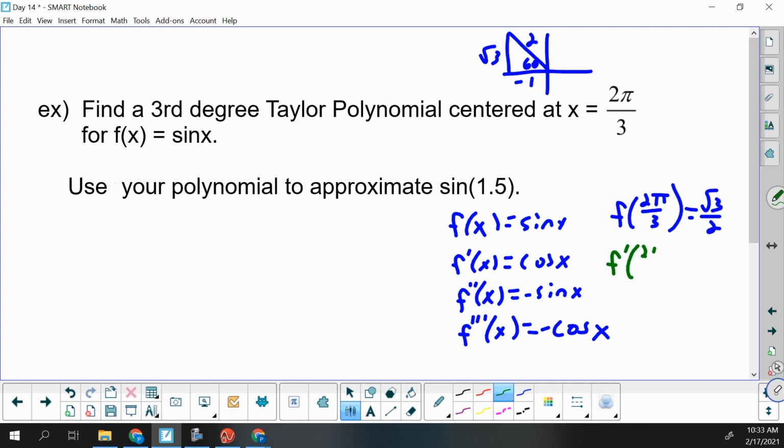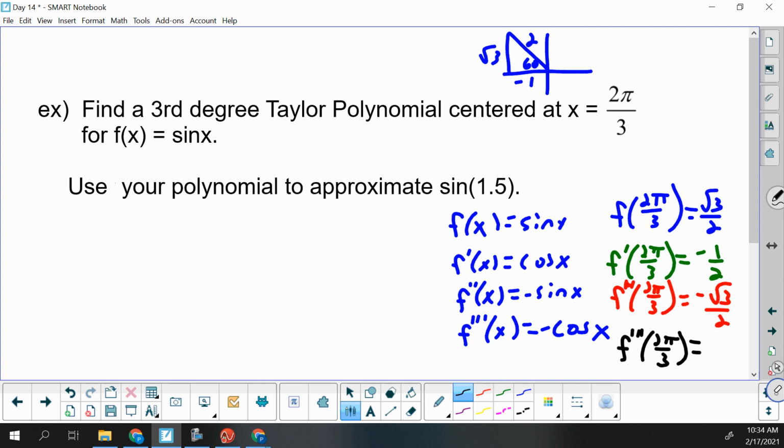f prime of 2 pi over 3, we're looking for the cos, that would be negative 1/2. Second derivative at 2 pi over 3 will be the negation of the sine, so we'll have negative square root of 3 over 2. And then lastly, third derivative at 2 pi over 3 would be the negation of the cos, so we get 1/2.